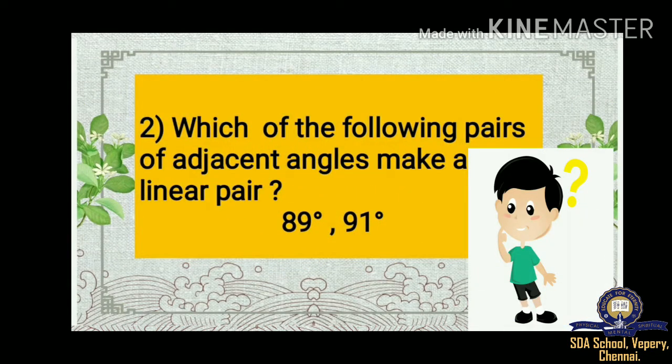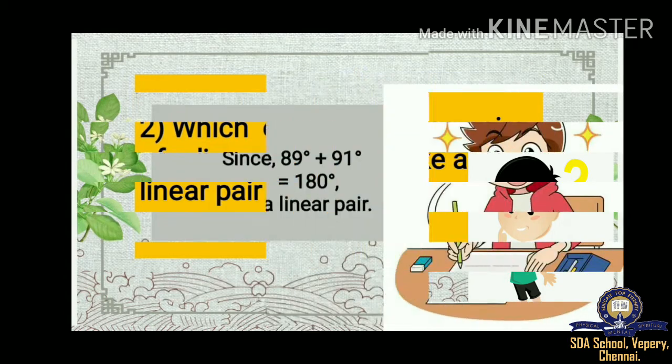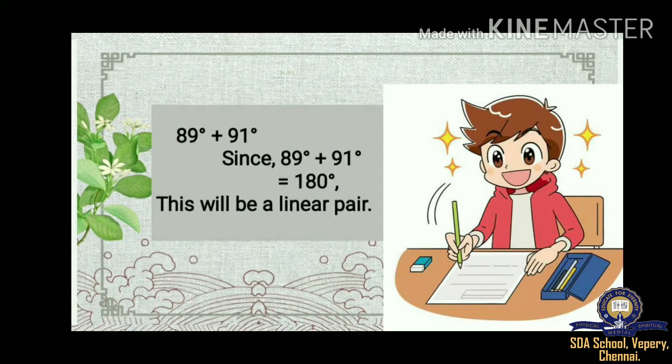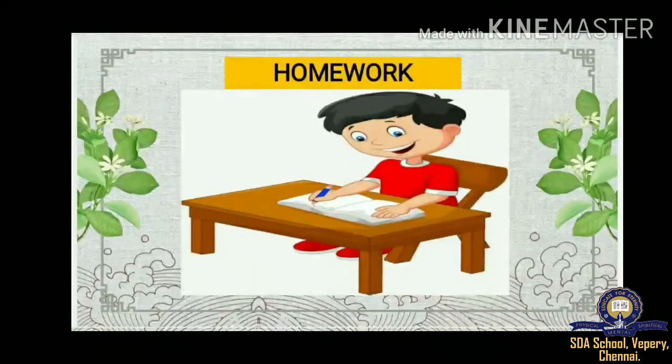Move on to our second question. Which of the following pairs of adjacent angles make a linear pair? 89 degree and 91 degree. Anyone, students? Very good. 89 degree plus 91 degree, when we add the two angles, we will get 180 degree. So this will be a linear pair. Yes, we come to the end of this section.